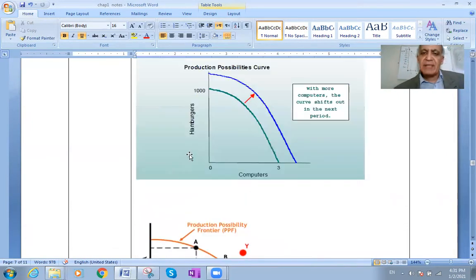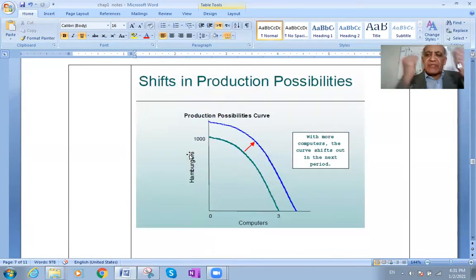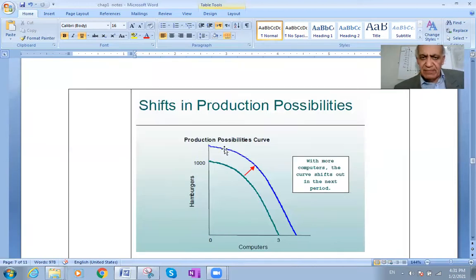And the movement of the curve, like I'm telling you, happens when something very strong moves the whole curve outward: a revolution, more industries, the capabilities of the economy moving forward.